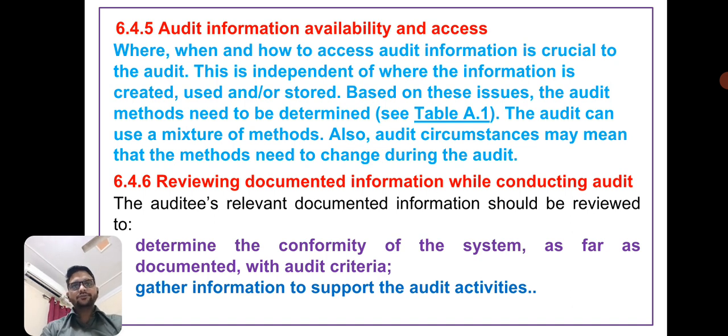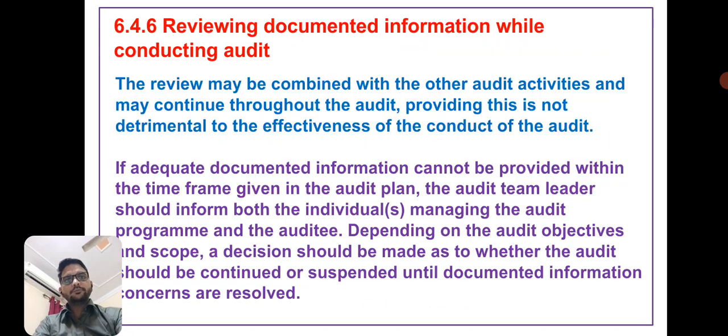Next is 6.4.6, that is reviewing documented information while conducting the audit. While conducting the audit, we need to review the documented information. The auditee's relevant documented information should be reviewed to determine the conformity of the system, as far as documented, with the audit criteria, and to gather information to support the audit activities. Next, that review may be combined with other audit activities and may continue throughout the audit, provided this does not affect the effectiveness of the conduct of the audit.